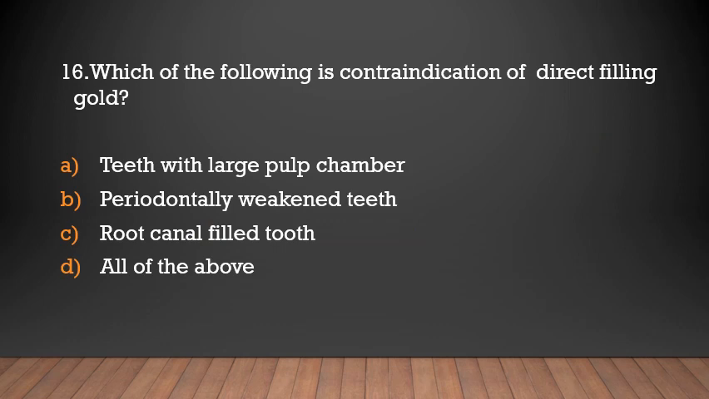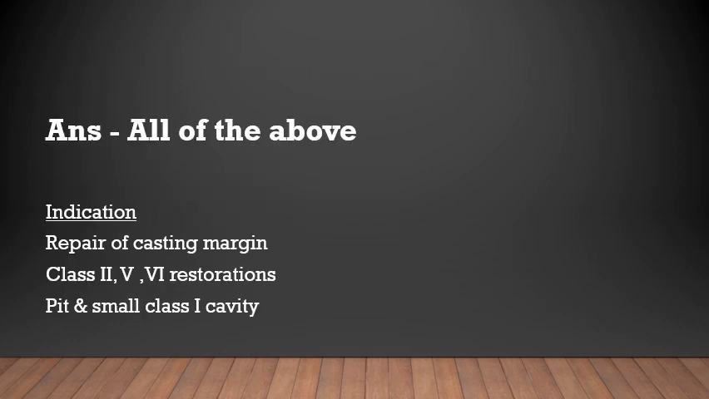Which of the following is a contraindication of direct filling gold? Teeth with large pulp chamber, periodontally weakened teeth, root canal filled tooth, all of the above. All of the above. All these are important contraindications of gold restoration. Then indications are repair of casting margin, class 2, 5 and 6 restoration, pit and small class 1 cavities.